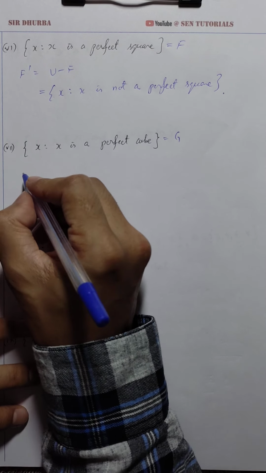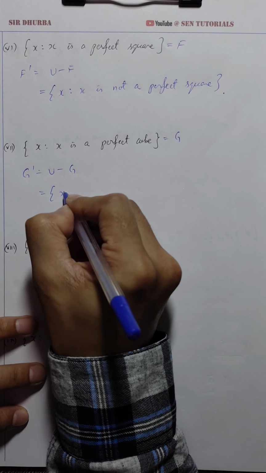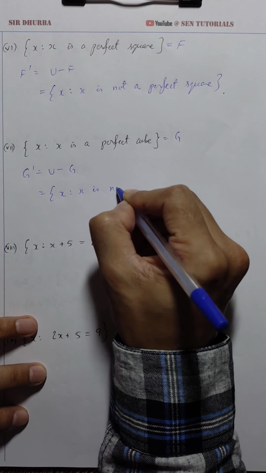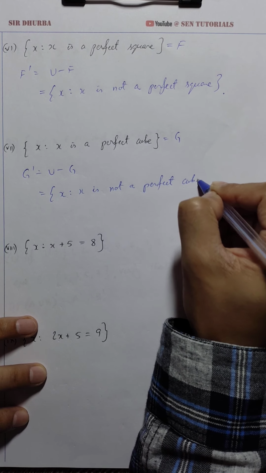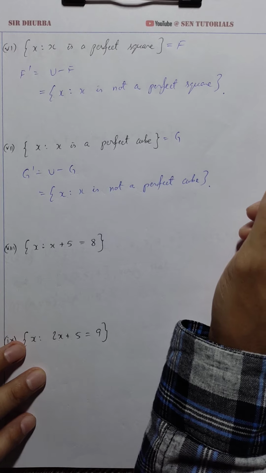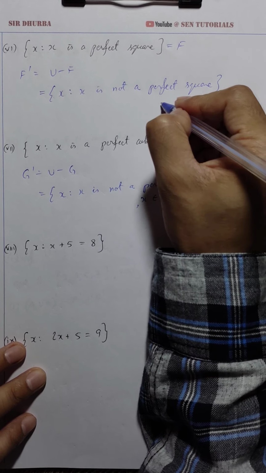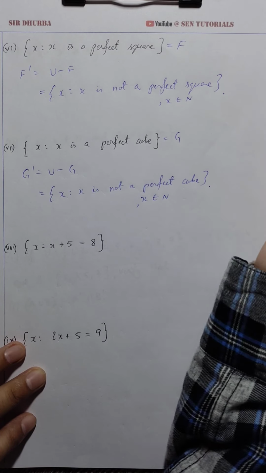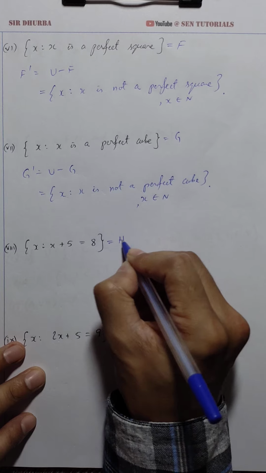Same way we can just write that G complement will be universal set minus G, that is x such that x is not a perfect cube. And of course x belongs to natural numbers. Let's not forget to write that also. Alright, this one H.